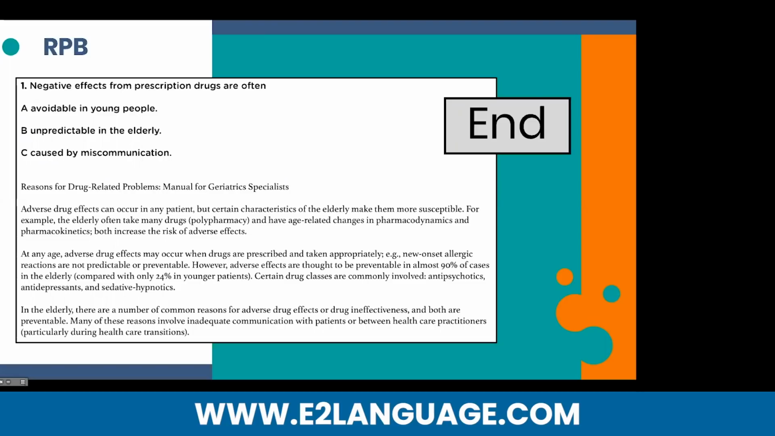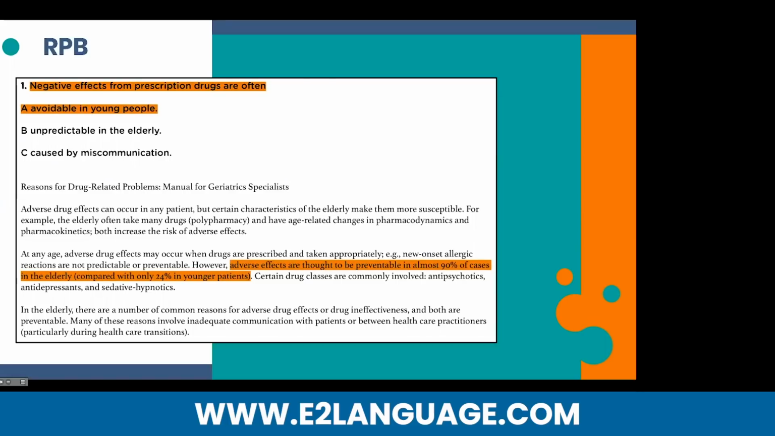Okay, so we've read that. We haven't memorized it. Don't expect to memorize that. That's not going to happen. But we've picked up some information in our brain. It may or may not be conscious, but it's going to help us enormously now when we start to do this. So, negative effects from prescription drugs are often avoidable in young people. It says here, adverse effects are thought to be preventable in almost 90% of cases in the elderly, compared with 24% in younger patients. So negative effects are often avoidable in young people.